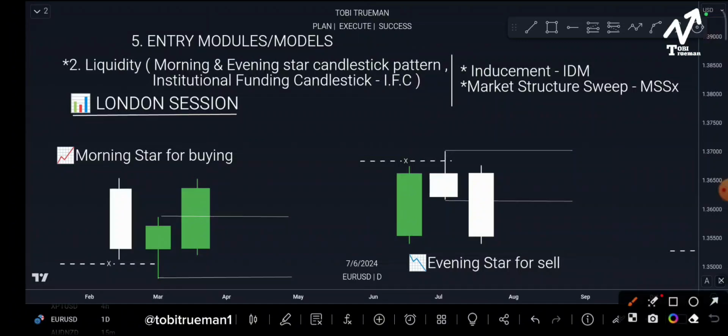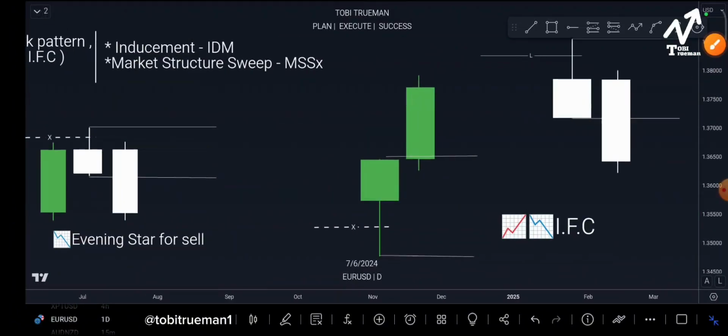Institutional funding candle. We are still looking at liquidity. All this is just liquidity. Morning Star candlestick pattern, if it happens, liquidity. Evening Star candlestick pattern, liquidity. Then the third one that we may see is what? IFC, institutional funding candlestick, for buying and selling.